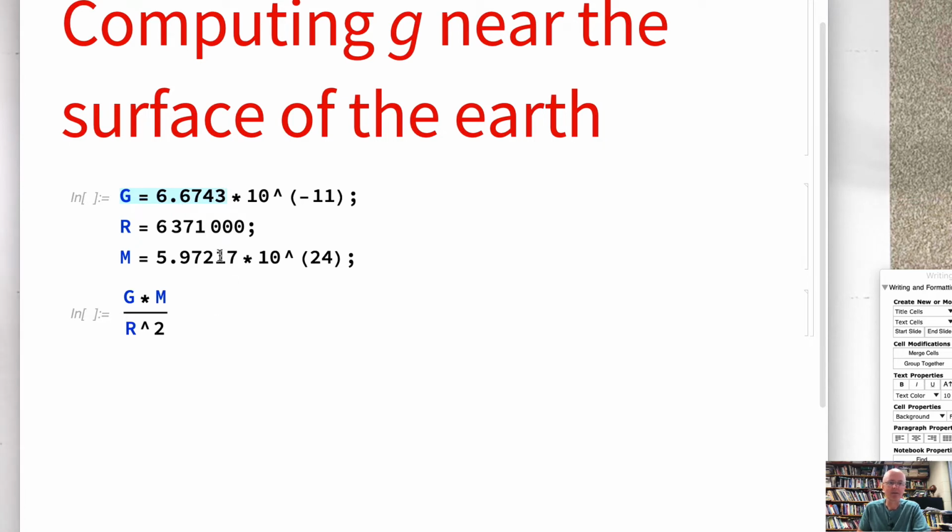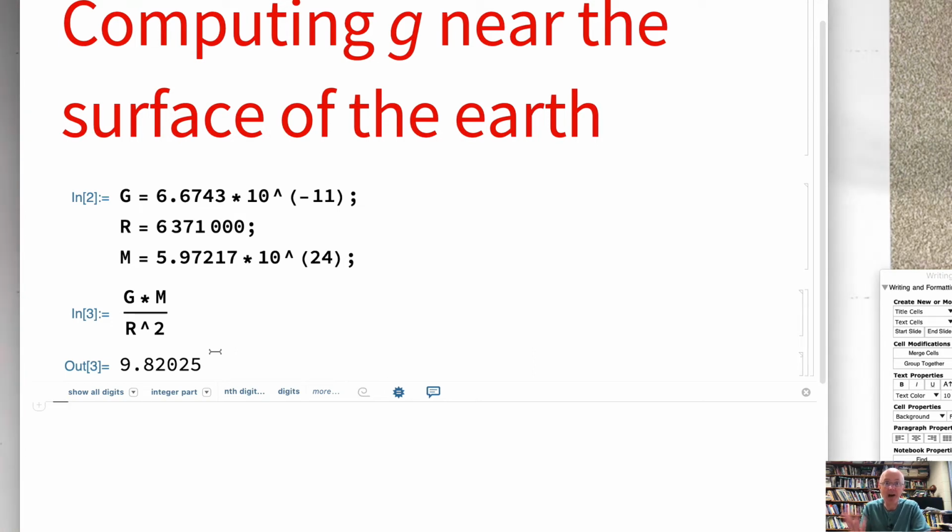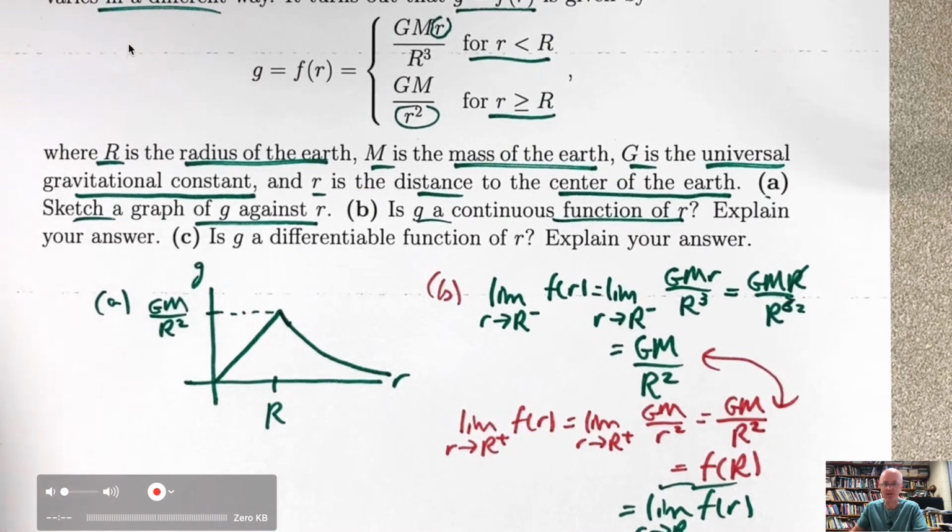It's a very small constant. You can see 10 to the negative 11 power here. Anyway, if you enter these numbers into Mathematica and then compute capital G times capital M over capital R squared, lo and behold, you get about 9.8. How about that? Isn't that amazing? The value you're used to for little g near the surface of the Earth.